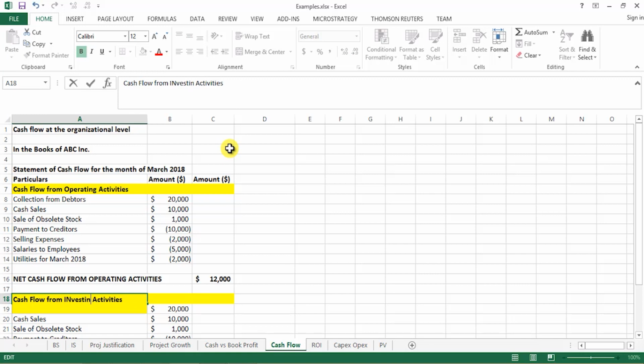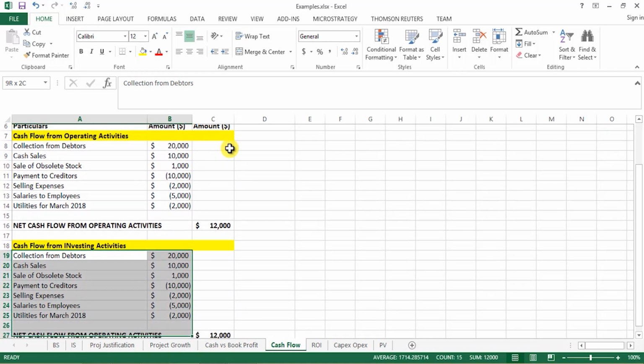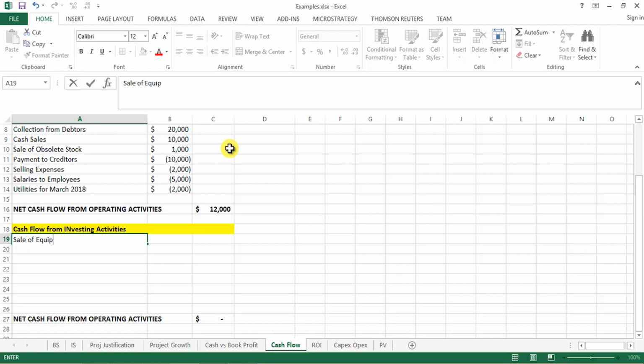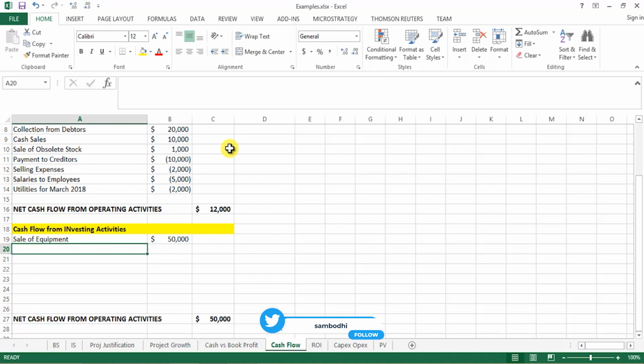Cash flow from investing activities. Obviously the line items are going to change. So what can be chances of an inflow from investing activities? We had mentioned sale of fixed assets. So sale of an equipment is an investing activity, a cash inflow. Let's say we sold the equipment for $50,000.